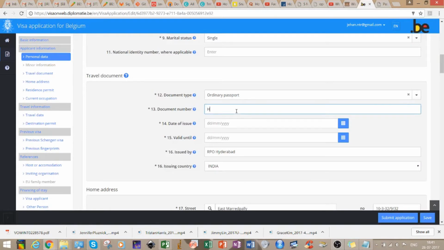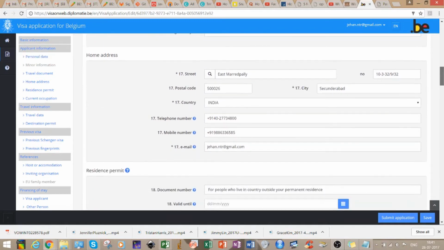For example, mine, I can't remember it, but it is the one which starts with H because it's from Hyderabad. Something like this. Date of issue, the date it was issued. Valid until, that is also mentioned. Issued by Regional Passport Office, Hyderabad. Issuing country, India. Pretty sure these details are not so much of a problem.